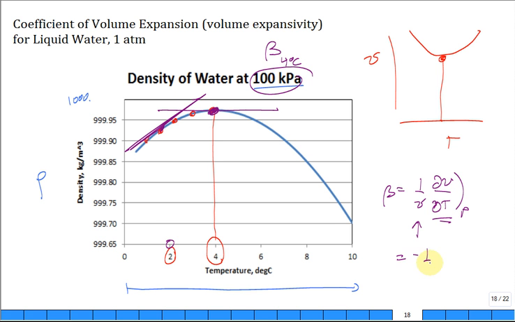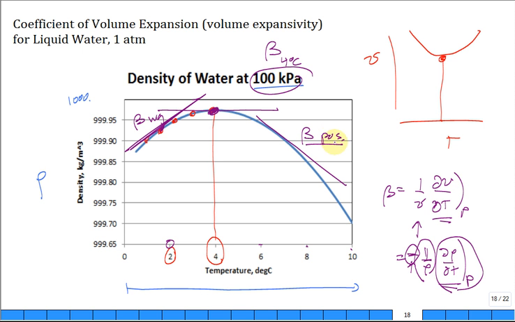How about if I do it at 2 degrees C? You get the negative 1 over rho, change in rho with respect to T holding pressure constant. What is this derivative at 2 degrees C? It's positive, true. Then you have 1 over rho, then you have a negative sign. So beta is negative. It's negative over here. What about at 6 degrees, 8 degrees, 10 degrees C? The slope is negative. This 1 over rho is about 1 over 1,000. And then you have a negative, it's a positive. So beta is positive out in this region. So beta changes sign at 4 degrees C. I'm going to go ahead and stop.